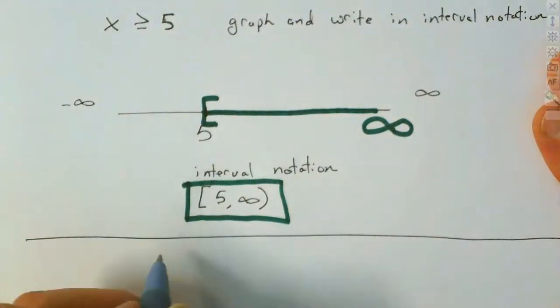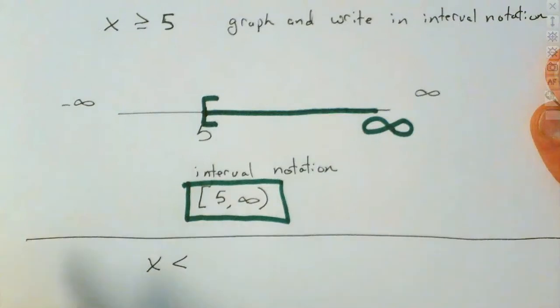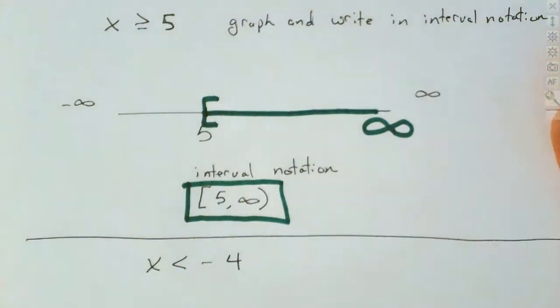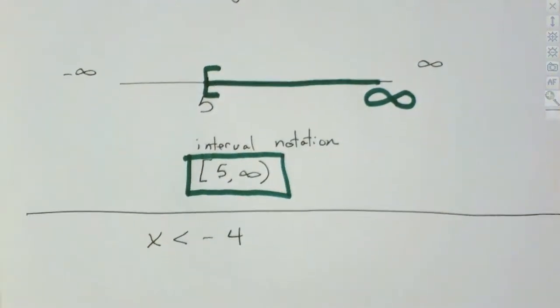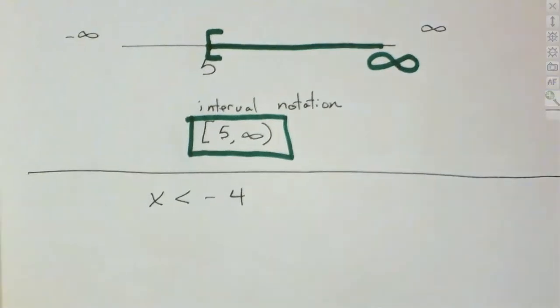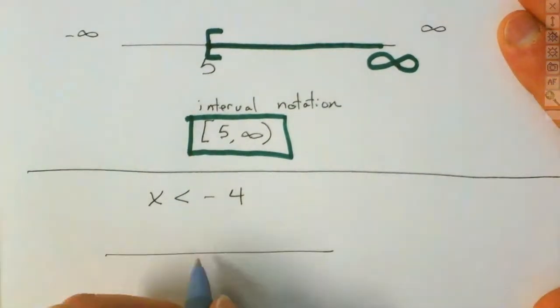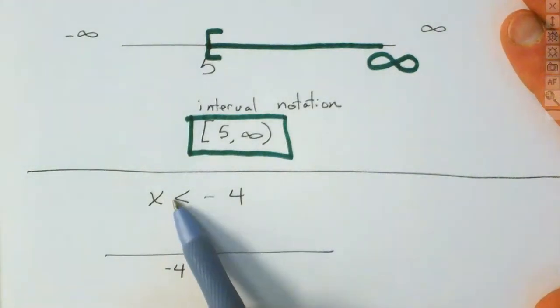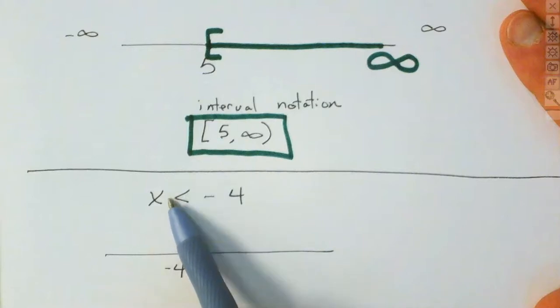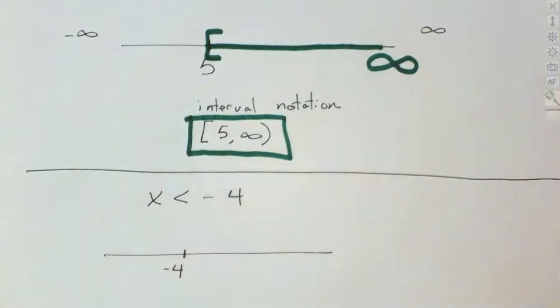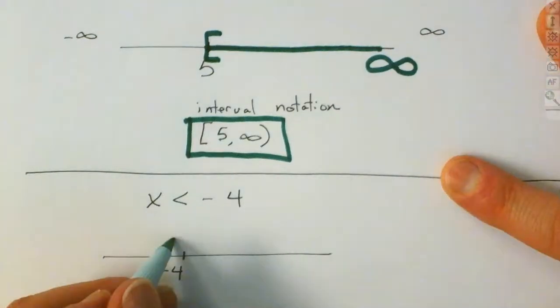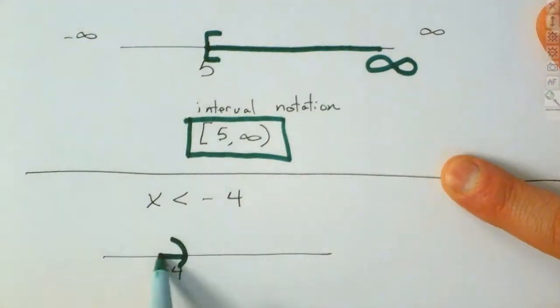Let's do another one. What about this one? x is less than negative 4. If I was going to graph this, we come out to our line and we put our negative 4. Now, which way is it pointing? It is pointing back to the left. So that's the way that we're going. Are we going to be using square brackets or are we going to be using parentheses here? We're going to be using parentheses, and it's going back to the left.